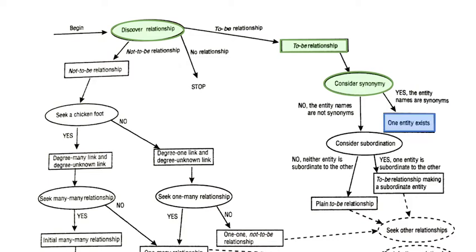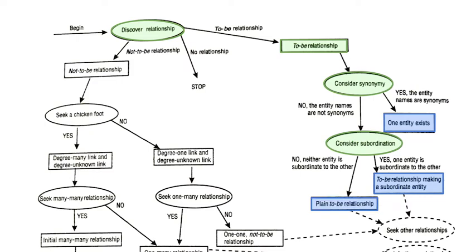If they're not synonyms, next we'll consider subordination, which means we see if the shape like job and part-time job from the last video applies. If so, we can add a bar and convert to a subordinate entity. If there is no subordination, finally we end with a plain to-be relationship.